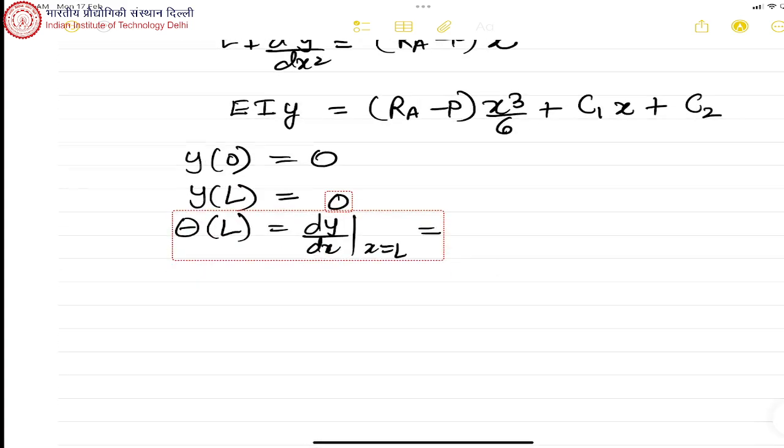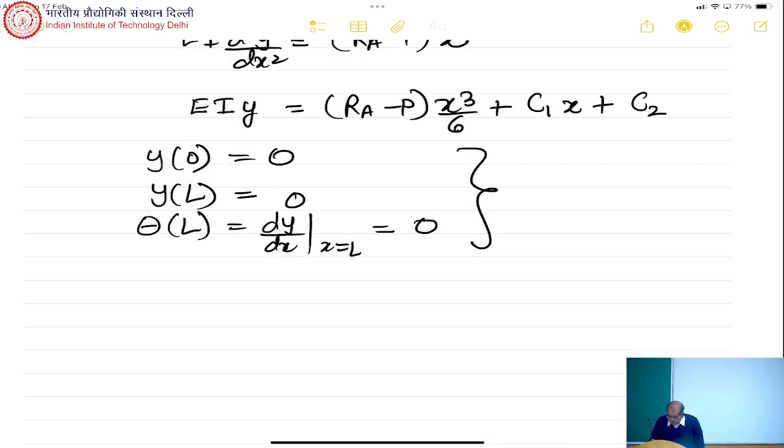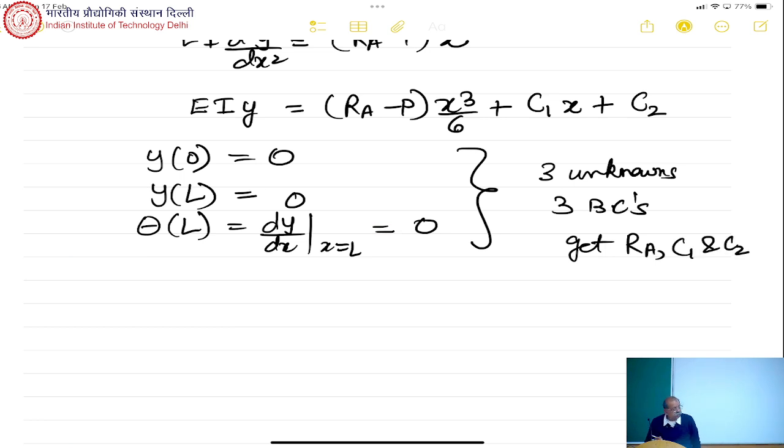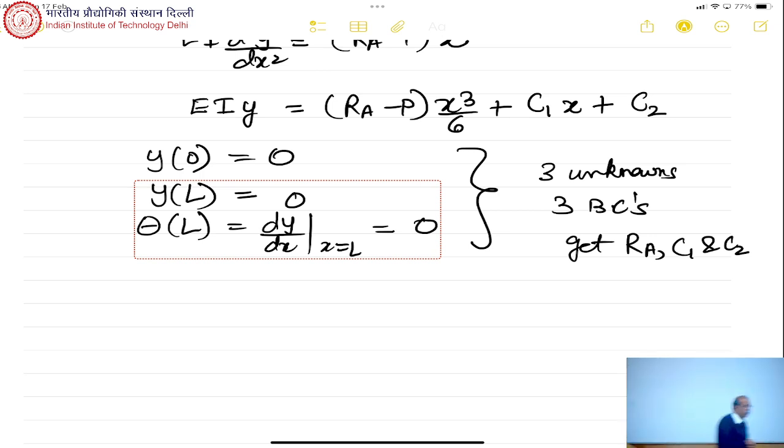So therefore, now I have 3 unknowns and 3 boundary conditions, and using these we will get RA, C1 and C2. So therefore, a statically indeterminate problem, by using the constraints of deflection, can be solved to get there.